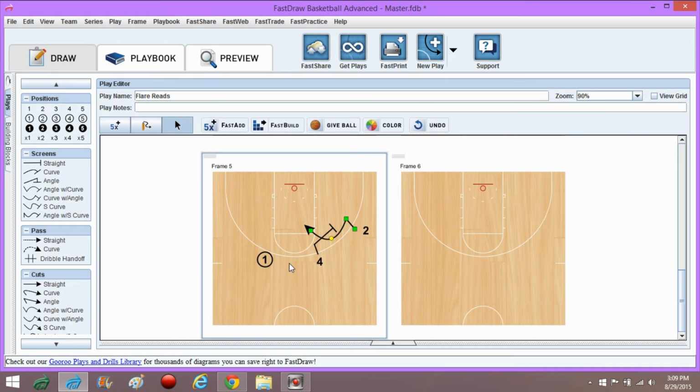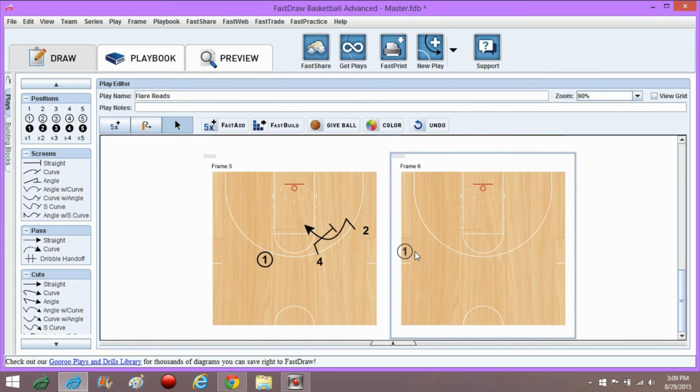So the second cuts by the screener are to slip, to space the near high elbow if the ball stays opposite, or to rescreen to better time some screening action with the ball.